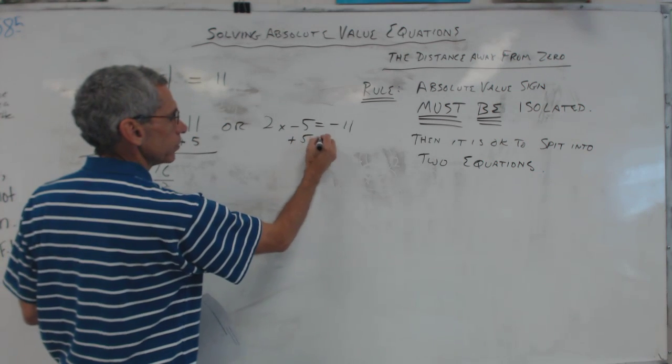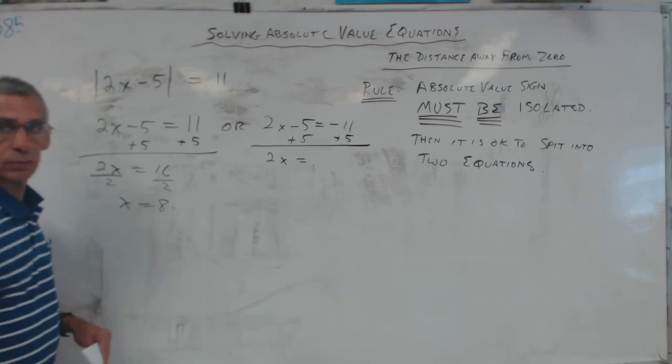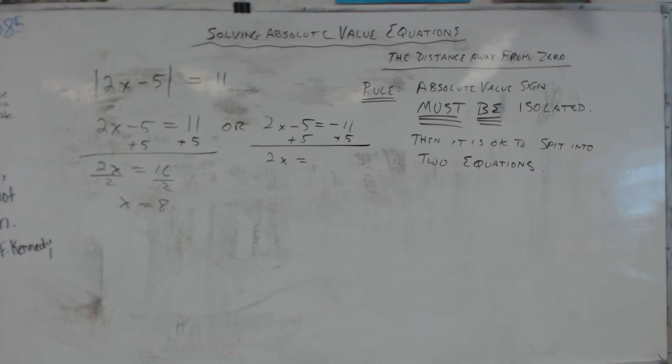Add 5 to both sides. Sorry, what? We're writing this down. We're not that fast writers, Gary. Sorry, I'm in speed mode because of the time. So I added 5 to both sides. I've got 2x is equal to 16. I divided both sides by 2, and I got x equals 8. So that's my first one.